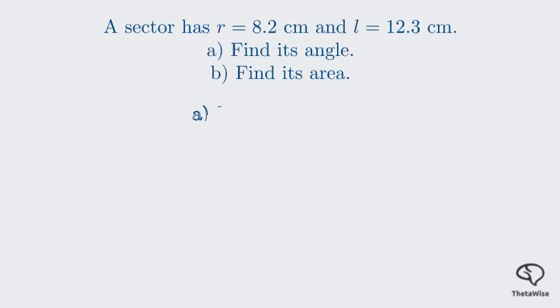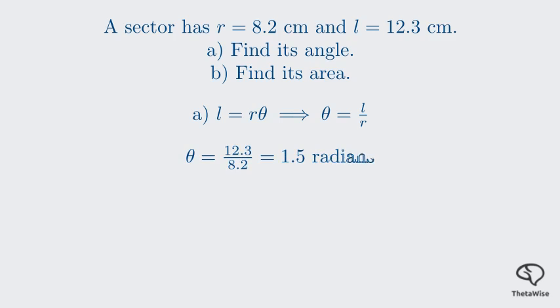Let's try a different type of problem. This time, we're given the radius and the arc length, and we need to find the angle and the area. A sector has a radius of 8.2 centimeters and an arc length of 12.3 centimeters. First, let's find its angle, which must be in radians. We rearrange the formula L equals rθ to make θ the subject. θ equals L over r. Substituting our values, we get 12.3 divided by 8.2, which equals exactly 1.5 radians. Notice there are no units for radians in the answer, as it is a pure number representing a ratio of lengths.